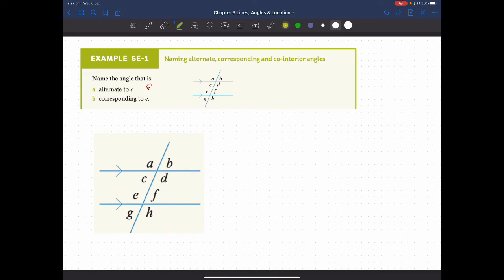Part B asks us for corresponding to E. So E is sitting just here. So corresponding position. So look at our two parallel lines and look at our transversal. E is above the bottom of the parallel lines, which means that A is in the corresponding position. So we have A corresponding to E.